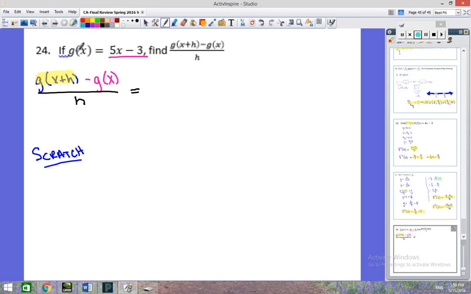This function g, what does it do to the input? Well, no matter what the input is, no matter how simple or how complicated it is, g always creates a subtraction problem. The first number is 5 times the input. And the input is always found between these parentheses.